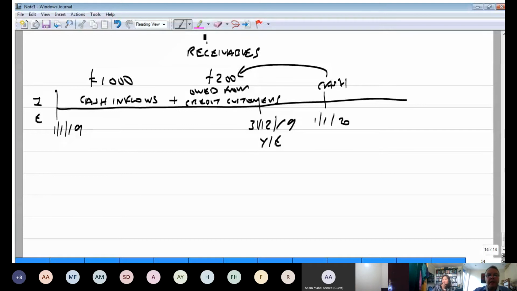Receivables. Another name for them is debtors. So you're actually accounting for the cash you received as well as the people that owe you the money. And the same applies with the cash outflows here.